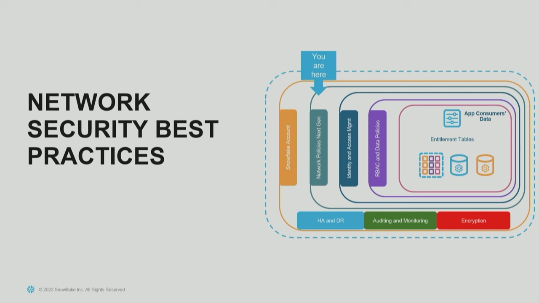And let's talk about network security and why it is important. It is the first line of defense in our defense in depth paradigm. It answers primarily two questions: from where and how you can connect to your Snowflake account, and second, what networks have access to your Snowflake account.